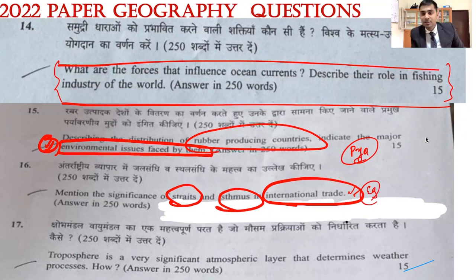Earlier there was no Suez Canal. The Suez Canal is the strait which connects the Mediterranean Sea with the Red Sea, but earlier it was not present. As a result, trade had to go around South Africa and then come to the eastern part of the world. You can write these things. You can write many examples, many straits and isthmuses that you study. Just like the 14th question, this is a very simple question. With your basic knowledge, you can attempt it.